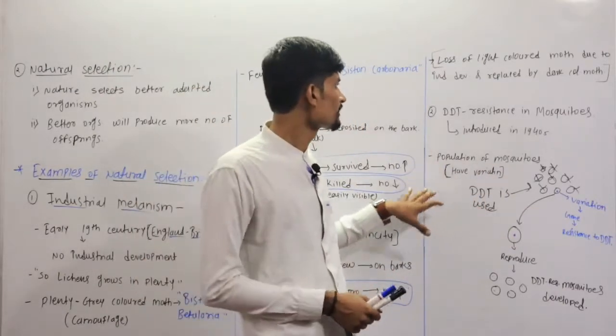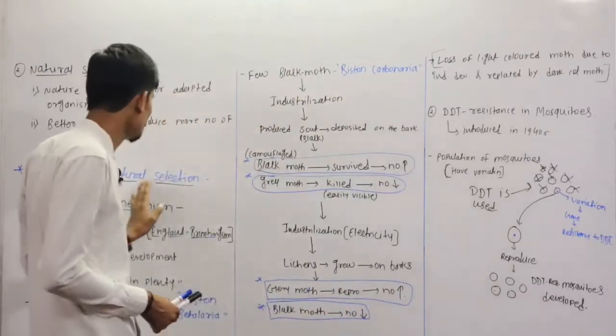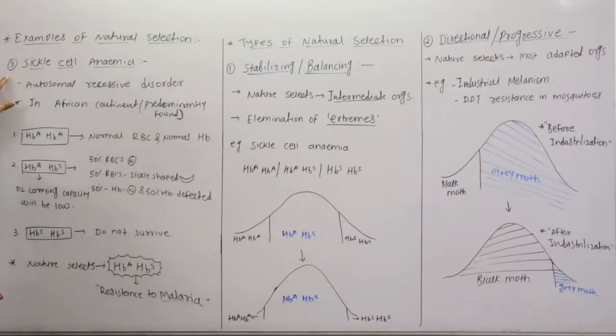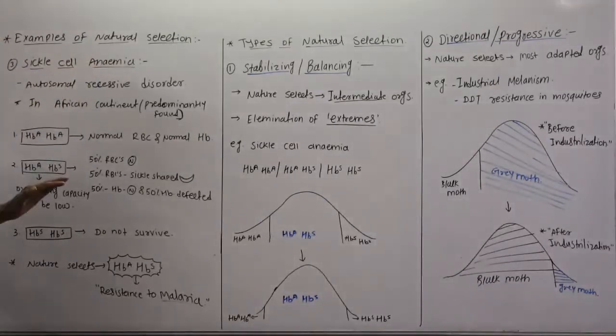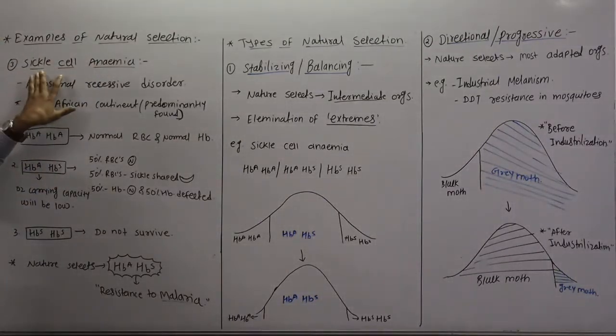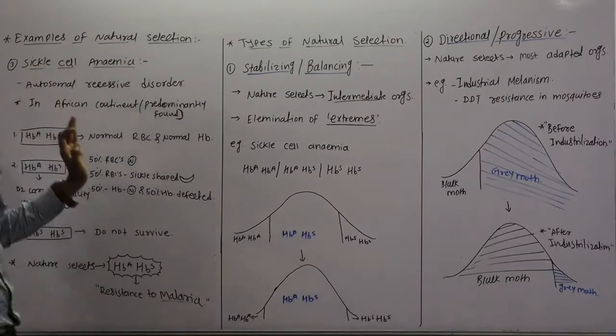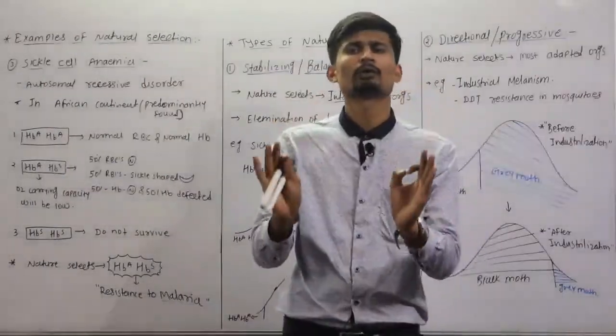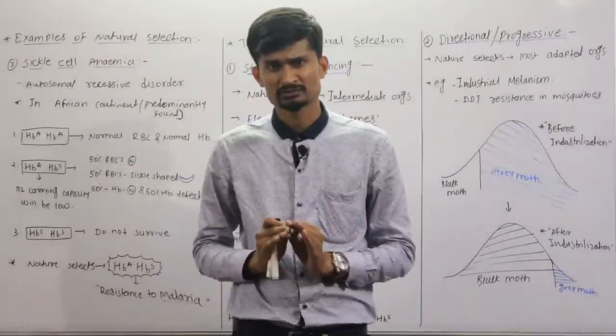So here we completed the two examples of natural selection, mosquitoes. Now the third example of natural selection, and the last example, is sickle cell anemia. You know the sickle cell anemia. What is the sickle cell anemia? Because we have studied the sickle cell anemia in the molecular basis of inheritance.